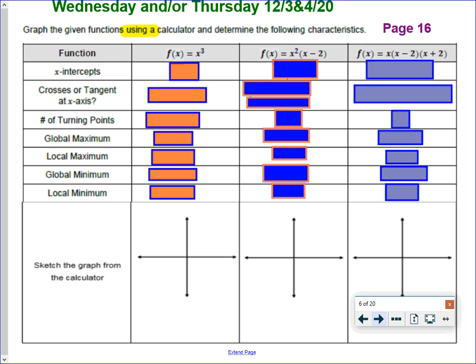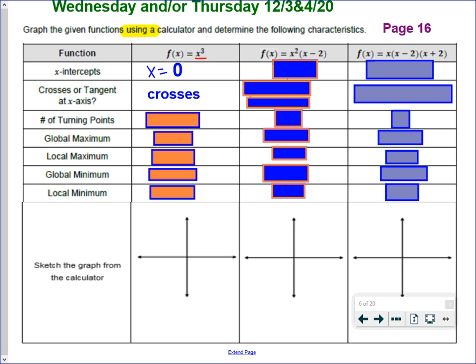The x-intercepts: we see we have one factor, which is just the x to the third power. So we have one x-intercept, and that's at x equals 0. That's our x-intercept, x equals 0. And there's a cross or a tangent at the x-axis. It's going to cross the x-axis at that point.